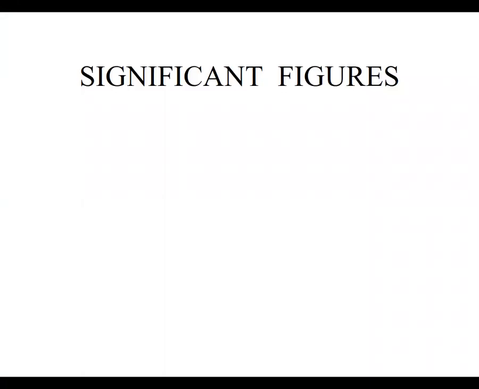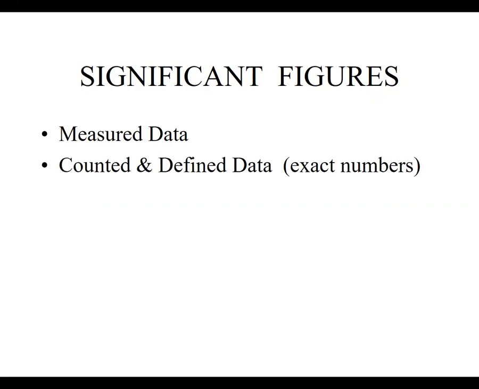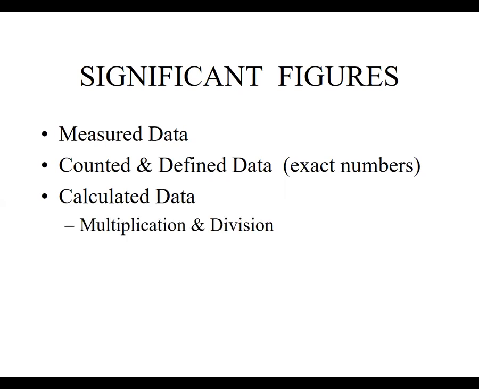With significant figures, we'll talk about measured data, which is where most of our work with significant figures is done. We'll also have counted and defined data, which are exact numbers, and calculated data. Now, when we deal with calculated data, we'll group those into two families. We have multiplication and division, which follow one set of rules, and addition and subtraction, which follow another set of rules.